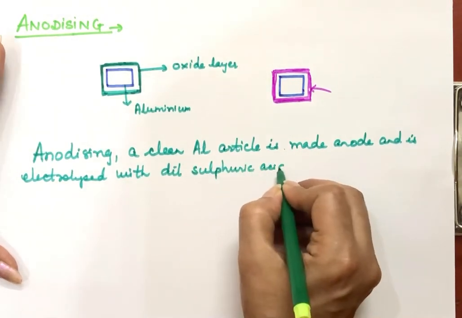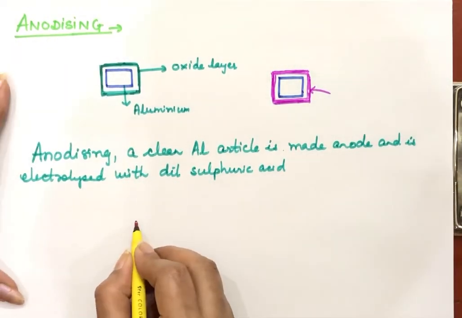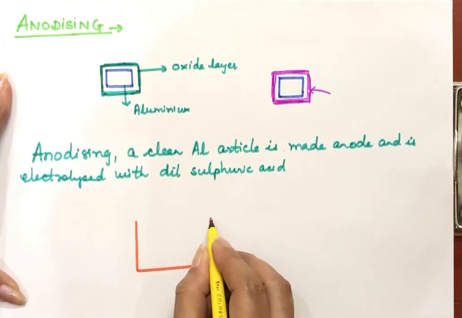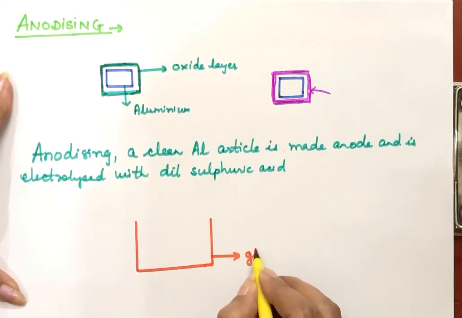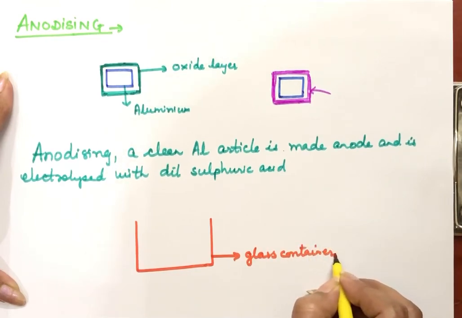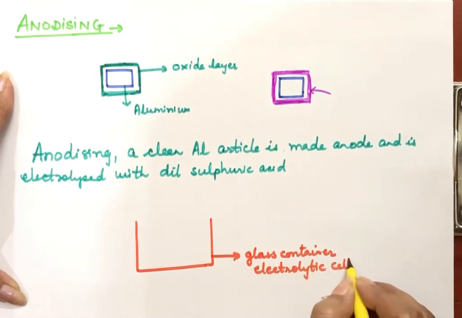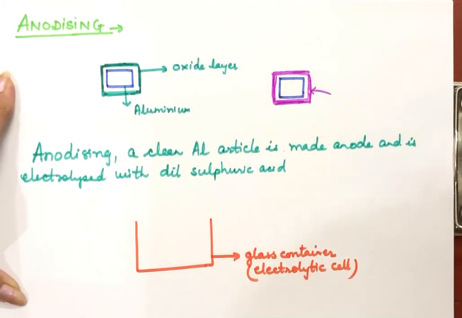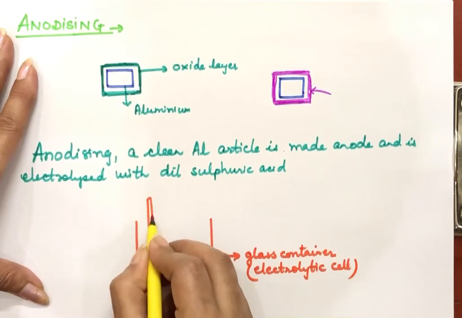Now, when we do the electrolysis process, we need three things. One is a container in which the electrolysis takes place, and this container is generally made up of glass. A glass container is taken in the electrolysis process, and this container is known as a cell, an electrolytic cell. This is the first thing that we need in electrolysis. Second thing that we need is two electrodes.